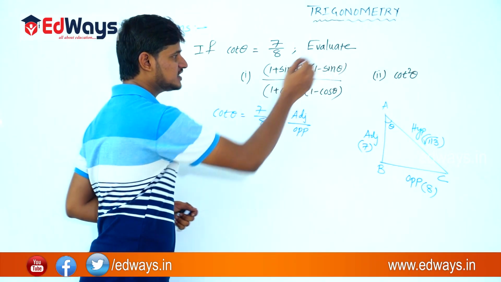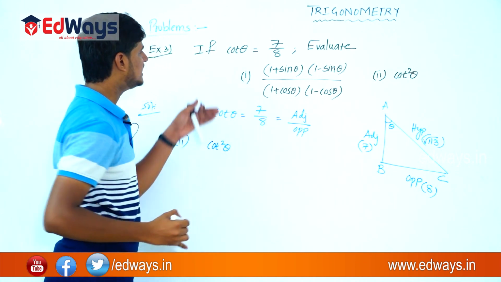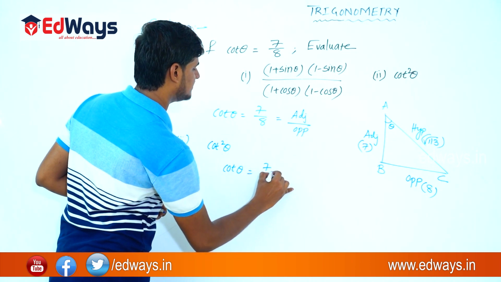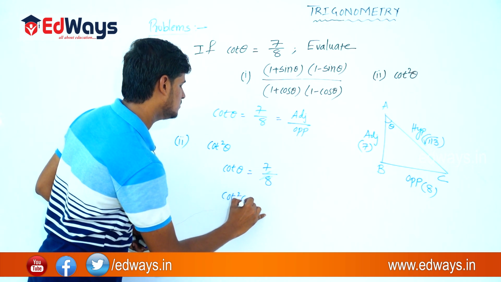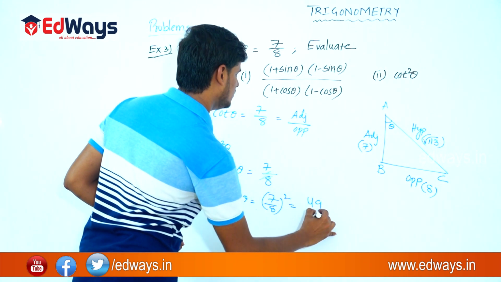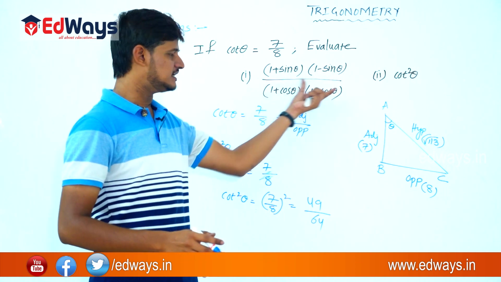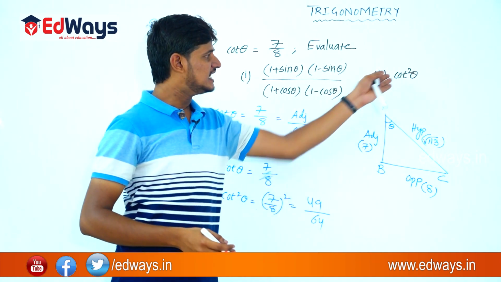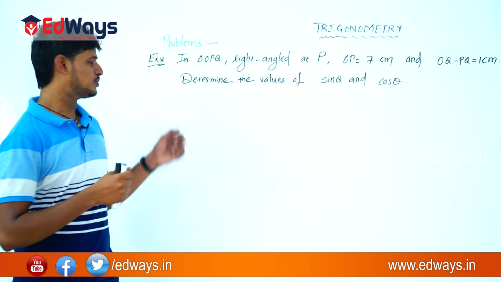Now the second part of the question is we have to find cot square theta. They already gave what cot theta is, so cot theta is already equal to 7 by 8. Now cot square theta will be equal to (7 by 8) whole square, that is equal to 49 by 64. If you observe, these two values are the same, because this value we got as (7 by 8) whole square, and this value also we got as (7 by 8) whole square.